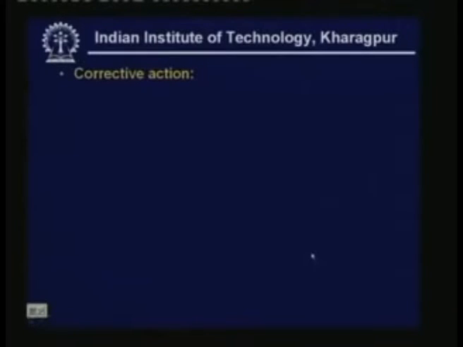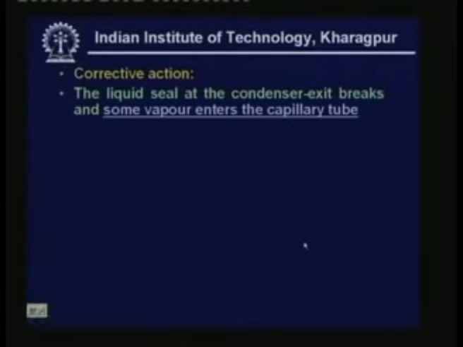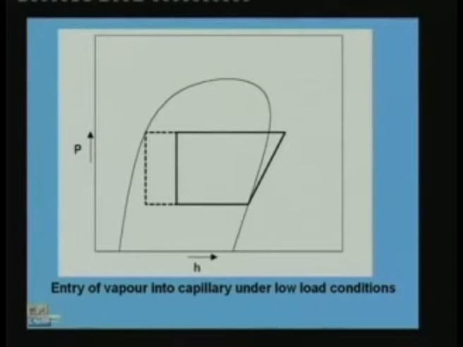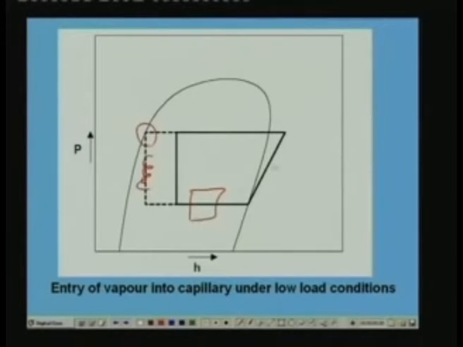Now, what is the corrective action under reduced load? Corrective action under reduced load is like this: the liquid seal at the condenser exit breaks and some vapor enters the capillary tube. Originally under design condition, this was the entry point to the capillary, because you have the capillary here, evaporator here, compressor here and condenser here, right. But now under the reduced load, more refrigerant gets accumulated here, so there will be less refrigerant in the condenser.